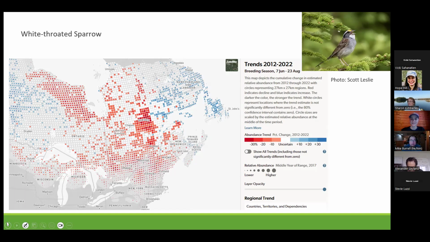These are the trend maps for most of the species out there now. So this is the white-throated sparrow trend map. And those red dots are ones where the abundance trend over the last 10 years is negative. The darker the red, the worse the trend. And then blue are ones where it's showing a positive trend. So over most of eastern Ontario and western Quebec, according to eBird, we're seeing decreasing trends, unfortunately, for this species, even though it might be familiar to us still. But in other areas, it's showing a positive trend.